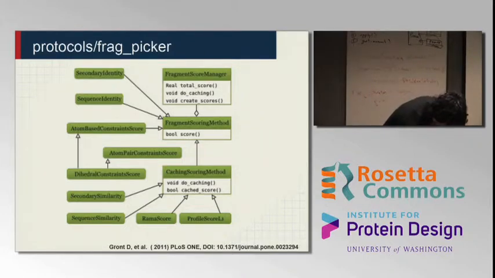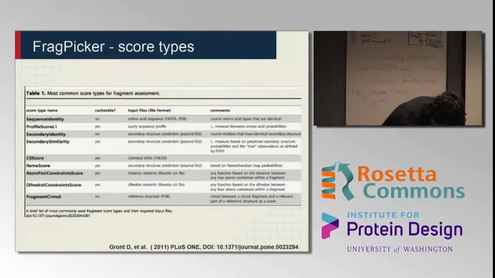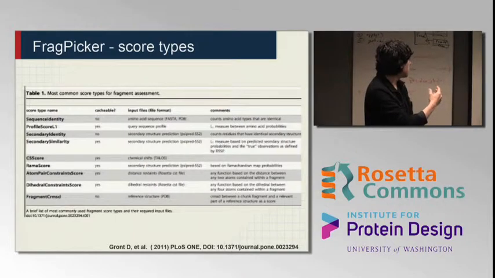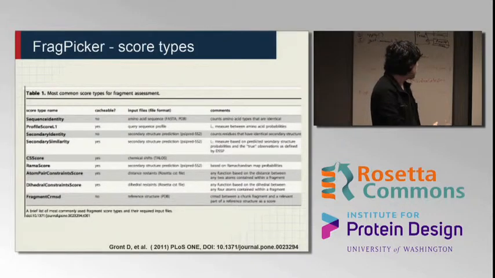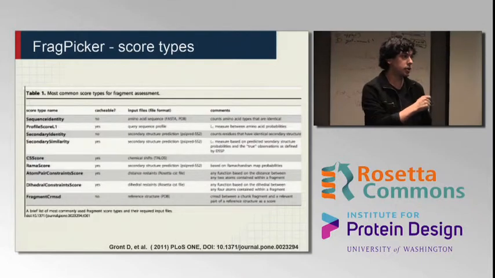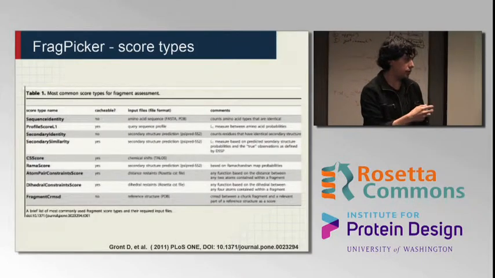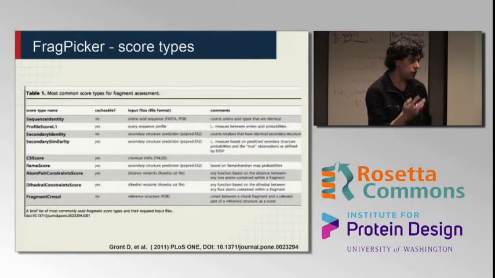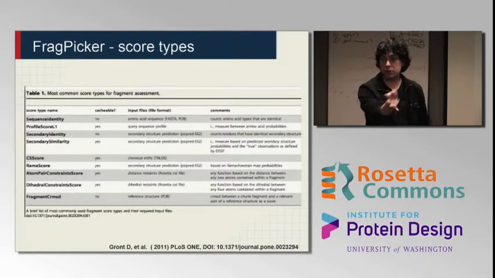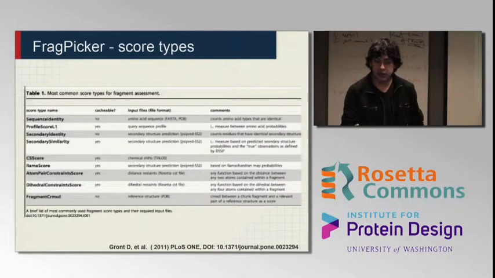Because these are the different score types that the fragment picker uses to determine which is the best fragment, right? There is the sequence identity, the profile score, the secondary identity, the secondary similarity, the RAM score. There are a lot of things, right? And the different weights that you give to each one of these are going to give you a difference in the fragments that you pick. Plus, you're changing the database, right? So the fragments that you're choosing may not hold any relation to the fragments that you were choosing before, right?